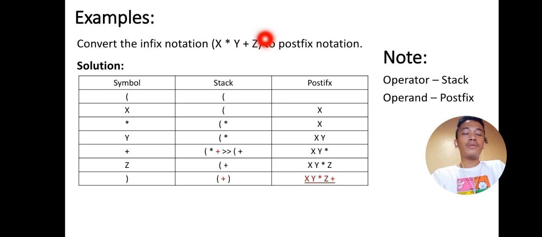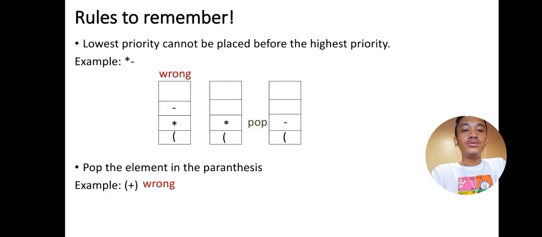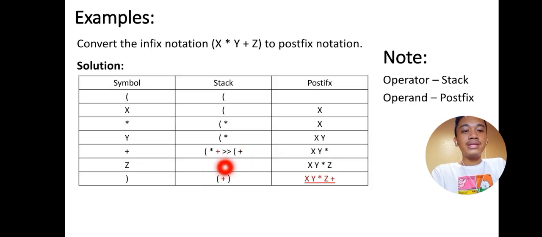And lastly, the close parenthesis. Since close parenthesis is an operator, we need to add it here. As you can see, I highlighted it red because it is wrong, because according to the last rule, pop the element in the parenthesis. So we need to pop the plus sign, and it will be transferred to the postfix section. So our final answer is XY times Z plus. Therefore, XY times Z plus is the postfix notation of open parenthesis X times Y plus Z close parenthesis.